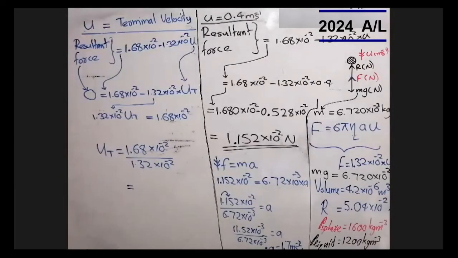What is this terminal velocity? Somebody please tell me. Have I written all the numbers properly? 1.27. 1.27, right?